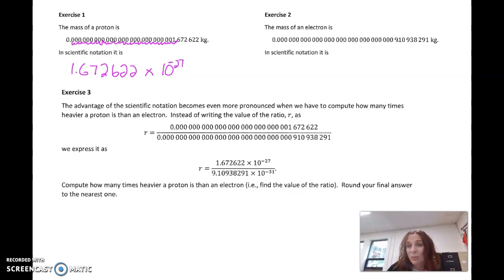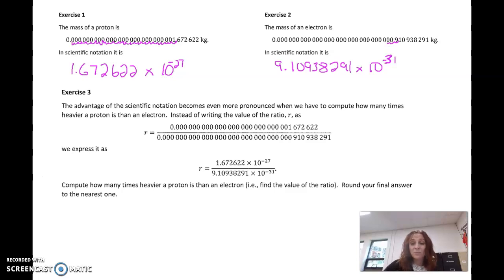Doing the same here with the mass of an electron, I want to put my decimal point between the 9 and the 1. 9.109382991. Again, that's shorter than writing out all those zeros. Times 10. If you go from where you want it all the way over here, I believe I counted 31, so it's going to be a negative 31.